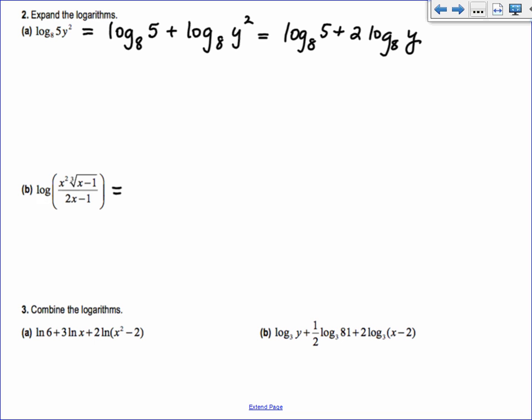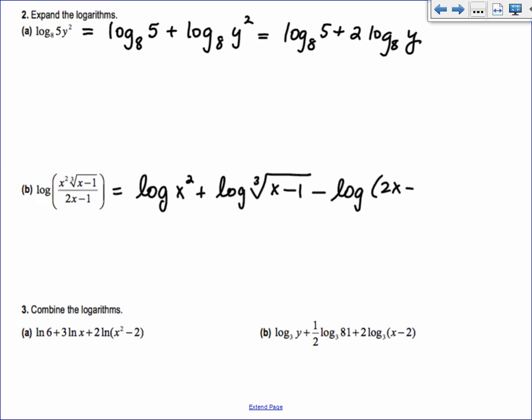So something like this next one. Imagine taking the derivative of this inside part. Would you want to do that ever? No. Does that send you into a fit of panic looking at how to take the derivative of the inside part? That's why I'm saying you want to learn this. You want to know how to expand. It's going to make it easier. So you're going to have log of x squared plus log of cube root of x minus 1 minus log of 2x minus 1. Oops.